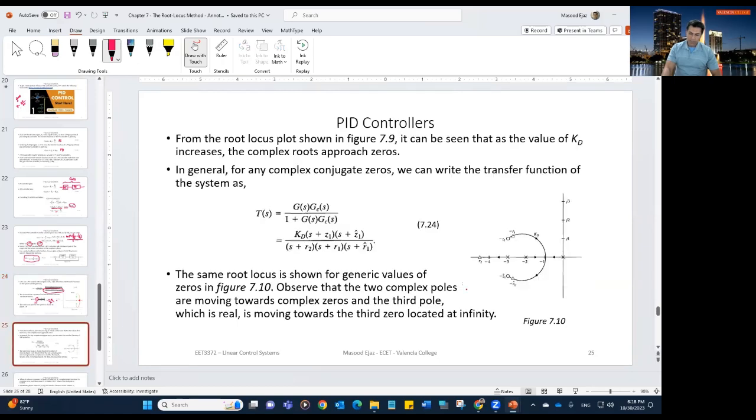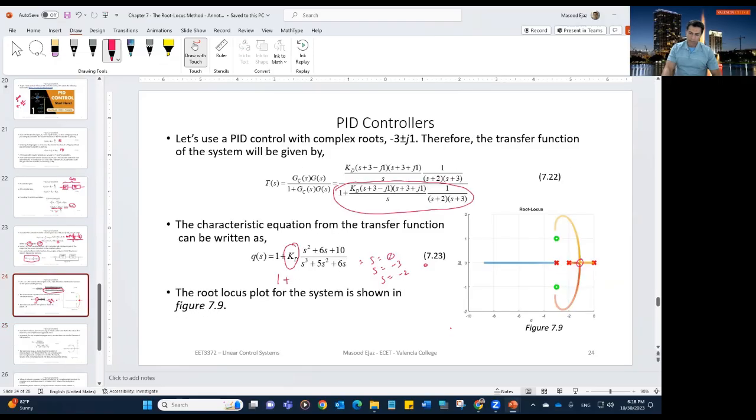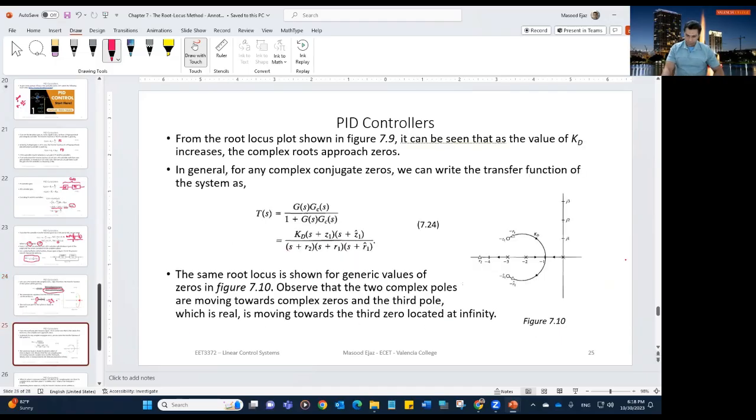This is the same as the picture from the book, and this is exactly the Root-Locus that I created with my program. This is the same thing from the book. So for any complex conjugate zeros, we can write the transfer function of the system as KD (S + Z1)(S + Z1*) over (S + R2)(S + R1)(S + R1*). These are the roots: one real root and two complex conjugate roots.